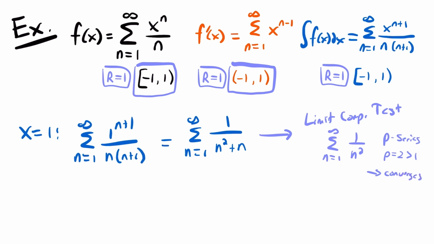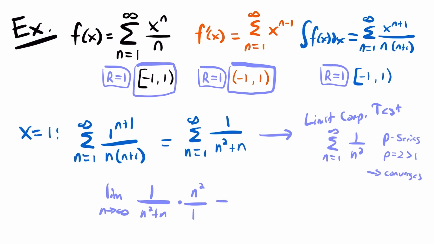And so, from the limit comparison test, we need to take the limit as n approaches infinity of the sequence from our original series divided by the sequence from our comparison series. So we'll take the limit of 1 divided by n squared plus n divided by 1 divided by n squared. But of course, that would be the same as multiplying by the reciprocal of 1 divided by n squared. So instead of writing it like that, we will have 1 divided by n squared plus n times n squared divided by 1. All right, that will be the same as dividing by 1 divided by n squared.